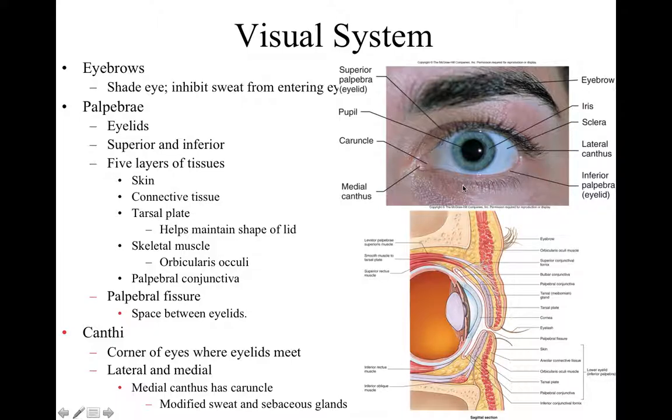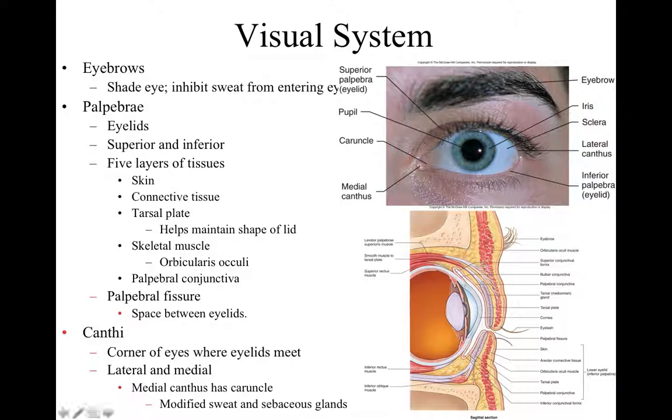Now we have 5 layers actually to the tissues of the eye. First we have the skin on the surface here and here. The next layer is actually going to be connective tissue, and remember that connective tissue has a lot of fat within it, and that's what this yellow material is through here. The next layer is this area here, the tarsal plate. This actually helps to maintain the shape of the eyelid, and it also contains the Meibomian gland, which is actually going to be a fat or really wax-producing gland as well.